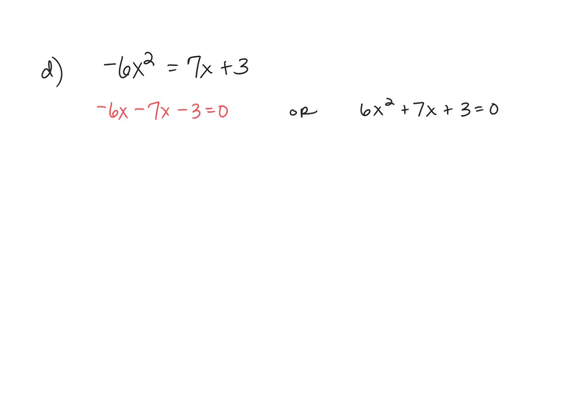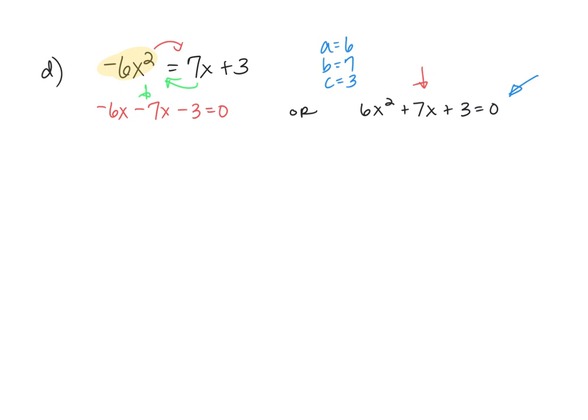All right, so first thing that you might notice is you can actually move either of these. I just wanted to point this out. I see my 6x squareds over here. I need to get everything together, so I can either move the 6x squared to this side by adding 6x squared, and then I get this one. Or I can move the 7x and the 3 over here by subtracting, and then I get this one. No matter how you do it, you're going to get the same solution. So it doesn't matter which way you do. I like working with positives better, so I'm going to use this second way.